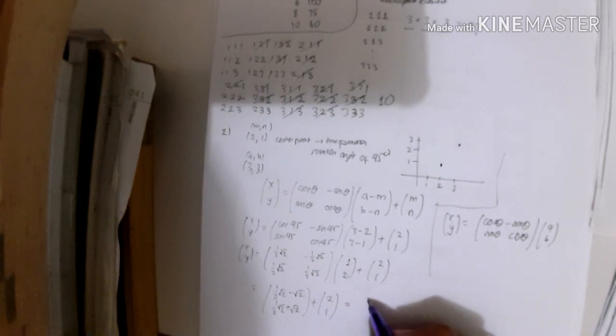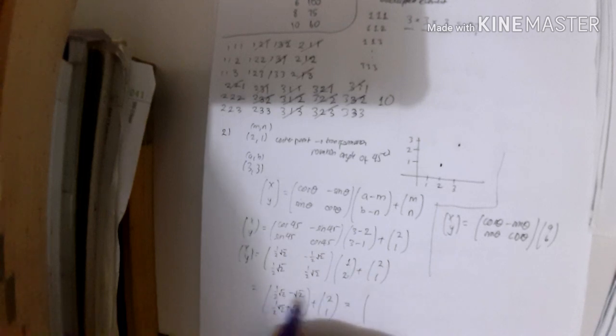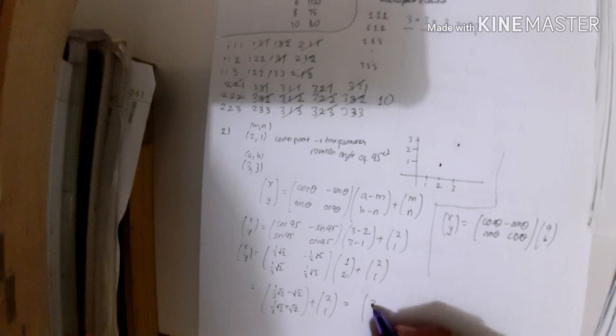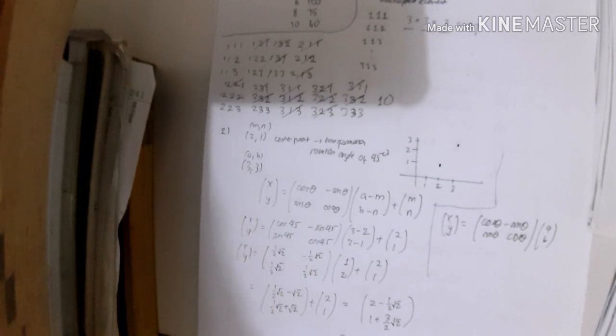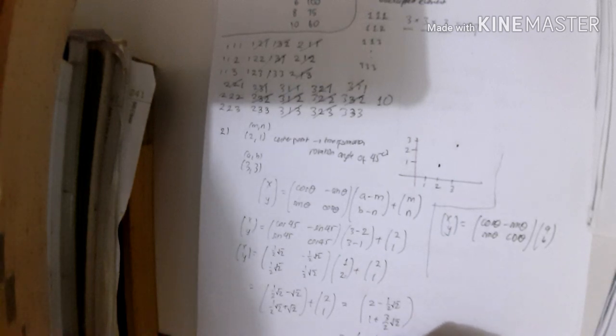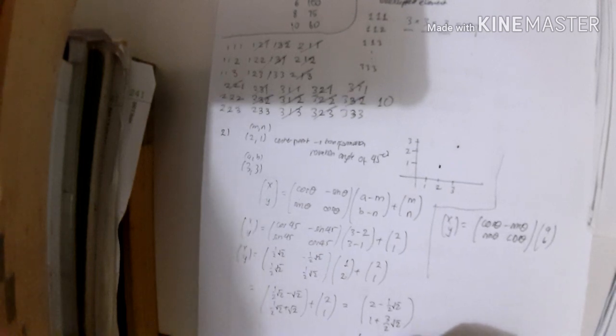So we got the result that if you add a matrix, you add by that, the same row, you add it together, so that is 2 minus half root 2, and then 1 plus 3 over 2 root 2. Okay, so the result, look at that, the point 3,3, when it is transformed with the center point of 2,1 with the angle of rotation of 45 degrees, results in 2 minus root 2 over 2, 1 plus 3 root 2 over 2, right?